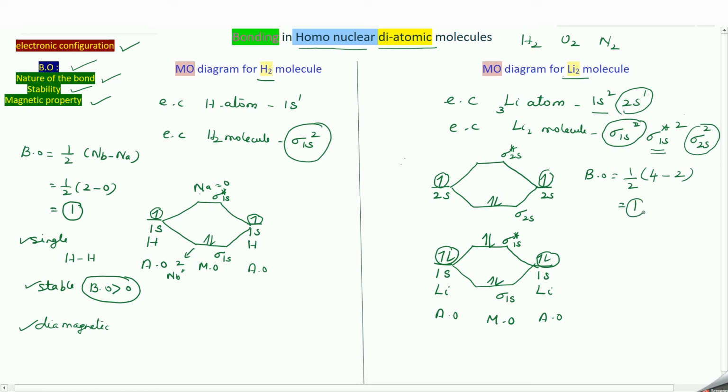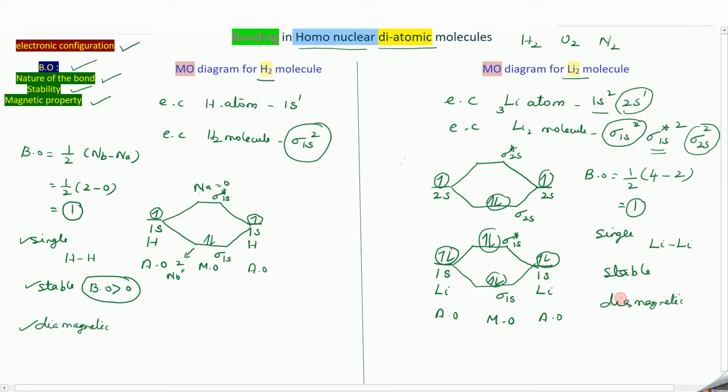So since the bond order is 1, the molecule is having a single covalent bond. So you can write like this, a single covalent bond between 2 lithium atoms. And since the bond order is greater than 0, this molecule is stable. And here all the electrons are paired up, and since all the electrons are paired up, it is diamagnetic.